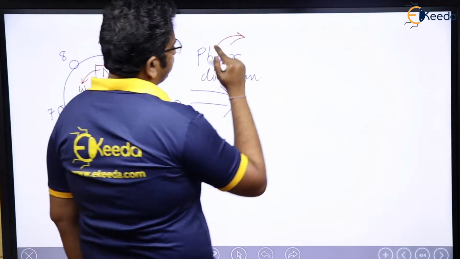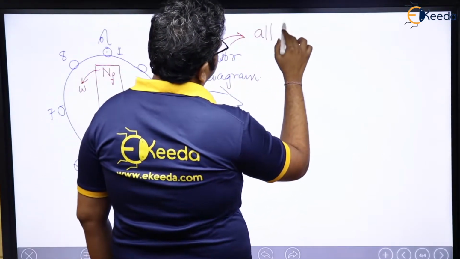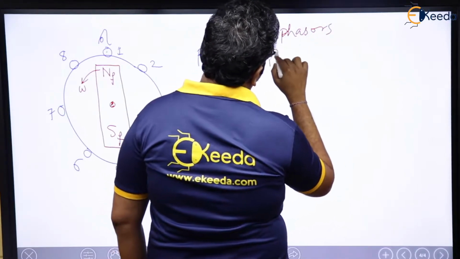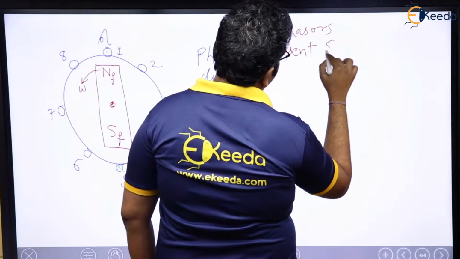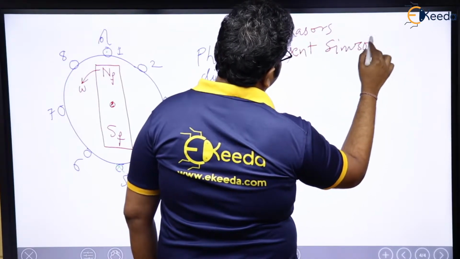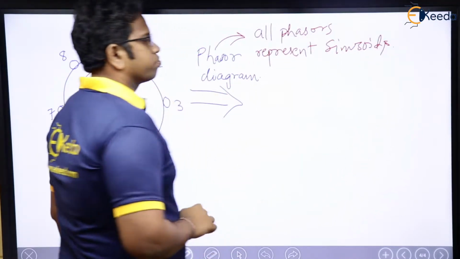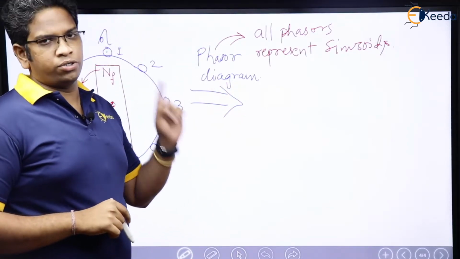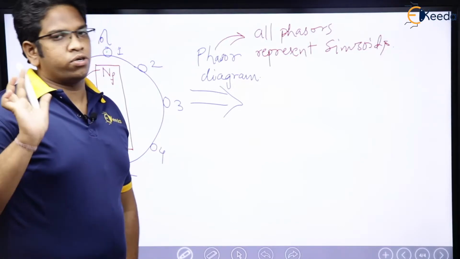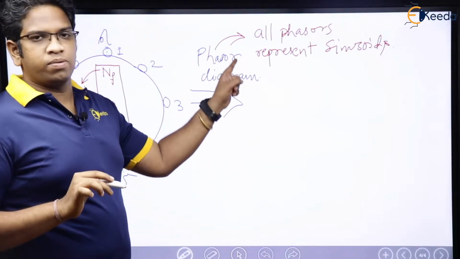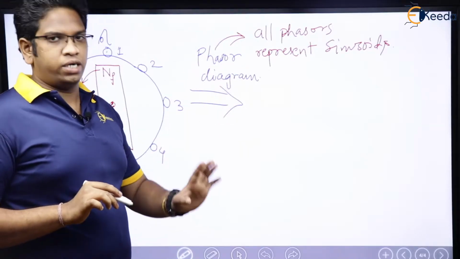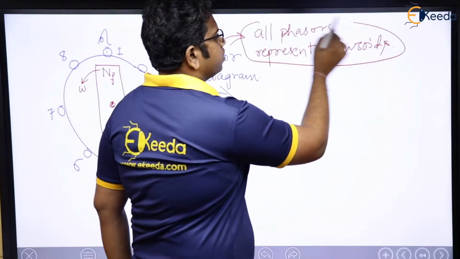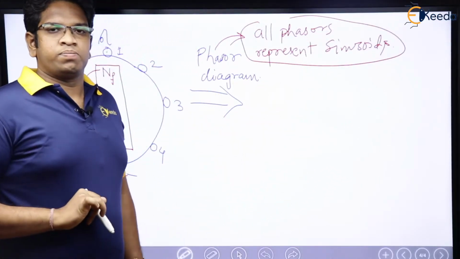Number one thing, you need that all phasors represent sinusoids. Rule number one: all phasors should represent sinusoids. When I teach you transformers and so on, I will discuss why it is so. Right now, let's not waste time. Just remember one thing, that all phasors represent sinusoids only. That's it. Work is done.